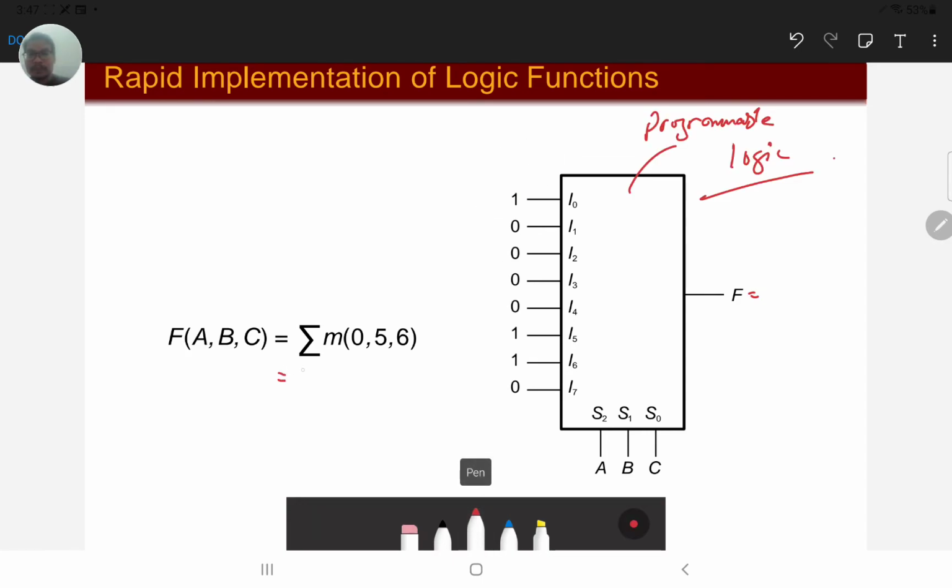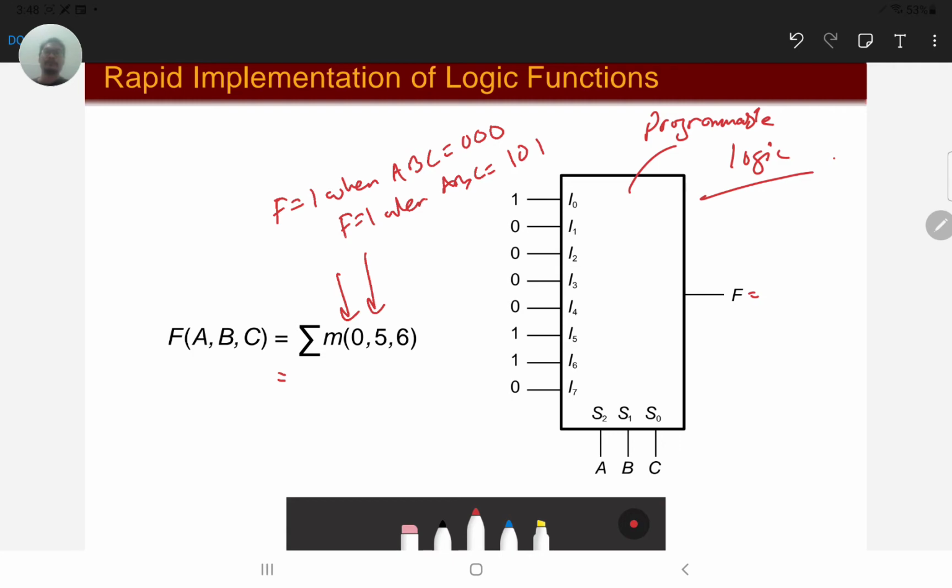What is the minterm of 0, 5, 6? It is basically saying that F is equal to 1 when A, B, C equals 0, 0, 0. And the second one, F is equal to 1 when A, B, C is 5, which is 1, 0, 1. And here is also F equals 1 when A, B, C is equal to 1, 1, 0, which is a 6.